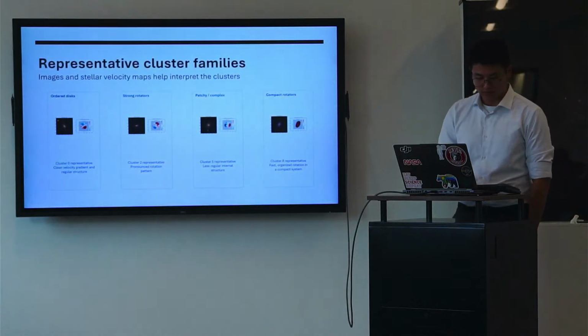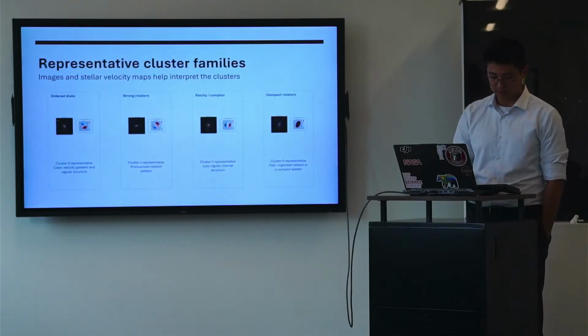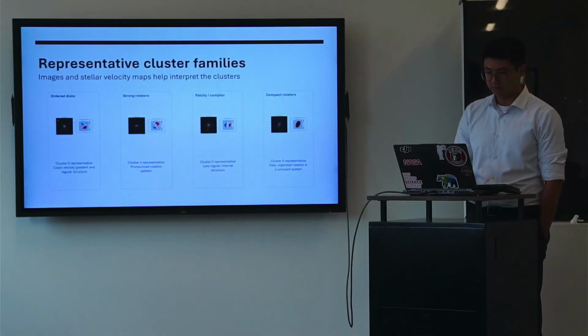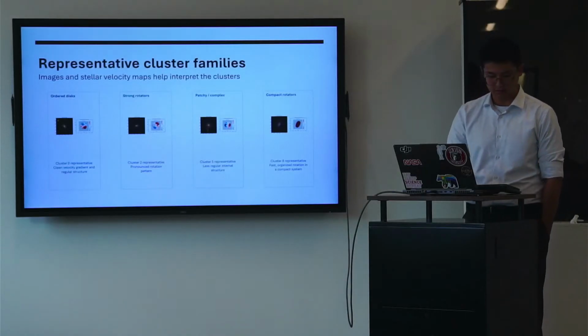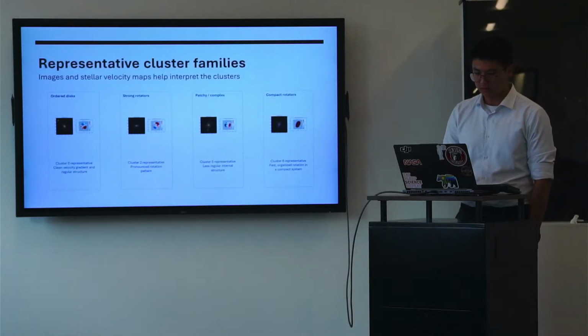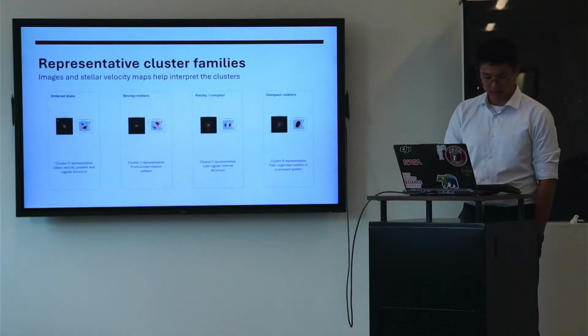We can do that by just looking at the galaxy images and stellar velocity maps. And we have four different kinds of galaxies within the data set: border disks, surrounding rotators, patchy or complex galaxies, and compact rotators.